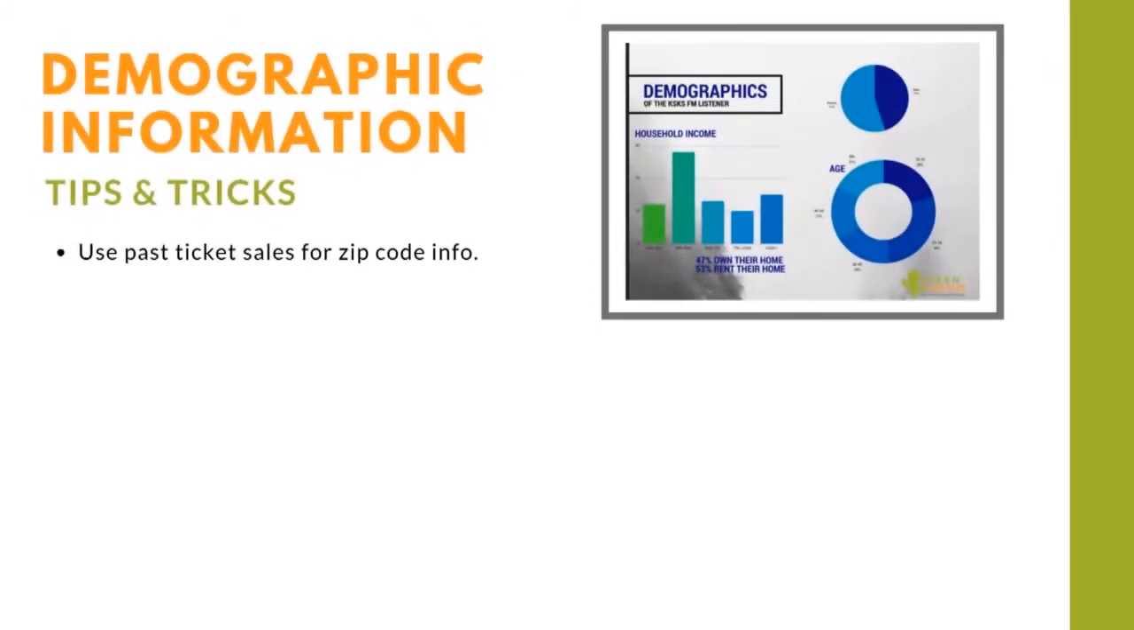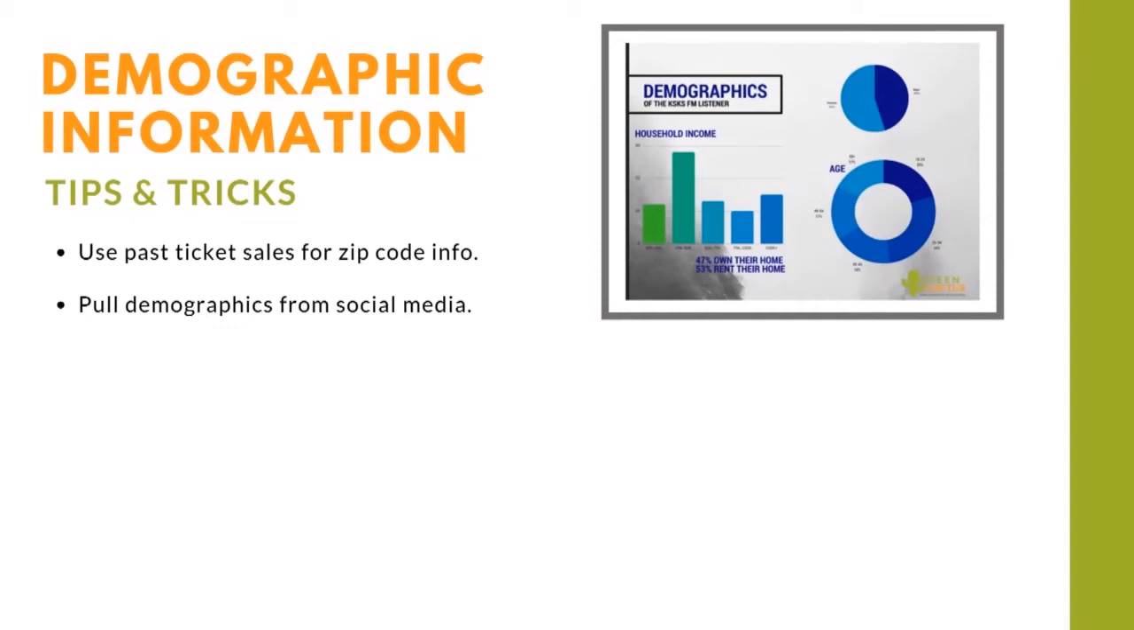Okay, so use your past ticket sales for zip code info to find out where your patrons are coming from. You can pull demographics from social media. Now, this is not foolproof, obviously, but it will give you a good sense of who at least is interested in your event and who is following your message. It may not tell you who is showing up at the event, but it will give you a good idea of your audience, especially if you don't have any demographics at all. This is a great place to start.